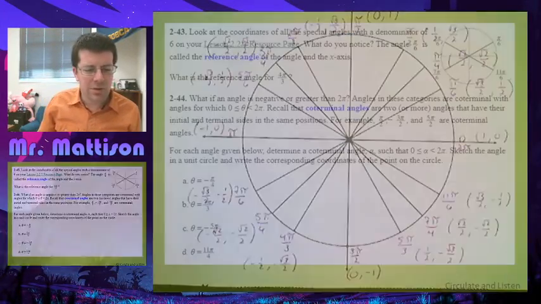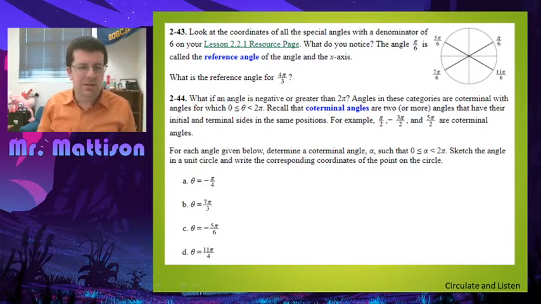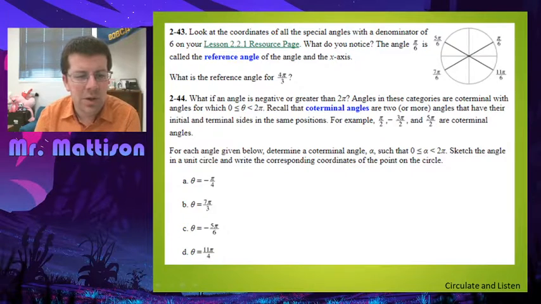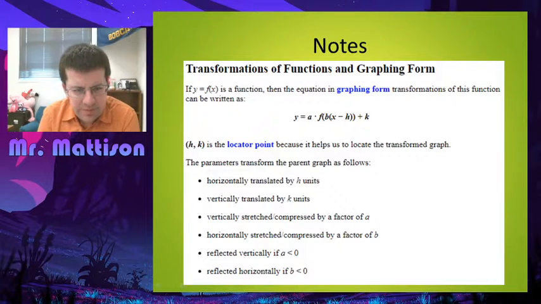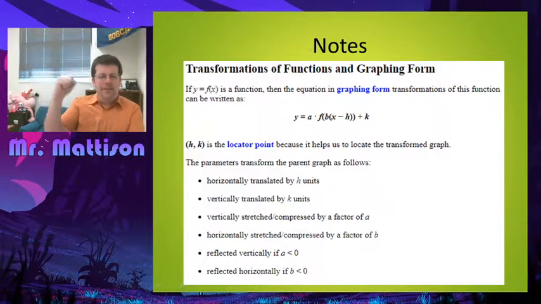So those are going to become more and more important as we go forward. But for right now, as long as you're able to get a decent idea of what your unit circle has on it and how to find those coterminal angles, that's what we really care about for right now. So note-wise, this is the graphing form. We went over this a bit the last time. We have our A, our B, our H, and our K values. Make sure you know what each of those four things do. And then we have the locator point, which is the point which we're going to reference and then move to figure out those shifts.